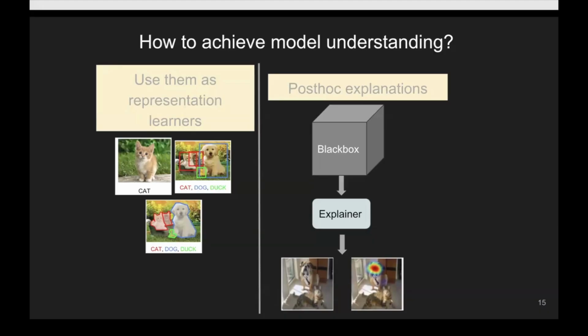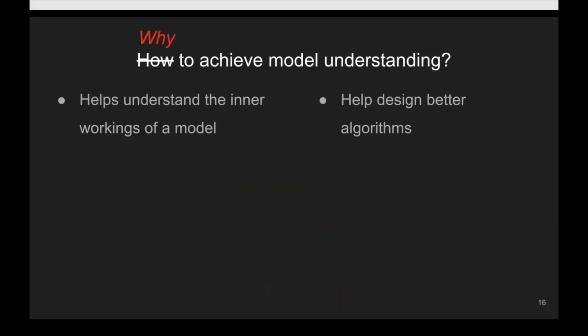Because the kinds of models we are talking about are black box in nature, the tools I'll talk about here would be post hoc explanations. So the model is already trained, and we are trying to probe it to understand what's packed in different layers and different architectures. It helps us understand, and then it helps us design better algorithms.